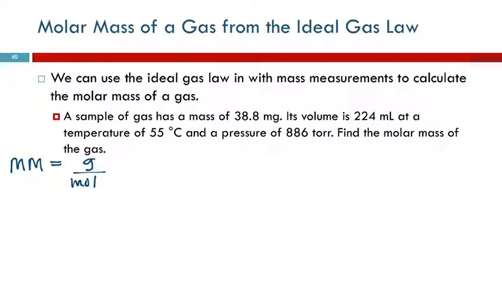Do they tell us how many moles? No. But they gave us a temperature, a pressure, and a volume. PV equals nRT. We could calculate the number of moles based on the volume, the temperature, and the pressure. So the volume is 224 milliliters. The temperature is 55 degrees Celsius. What do we need to do to that? Change it to Kelvin. 55 plus 273. 328.